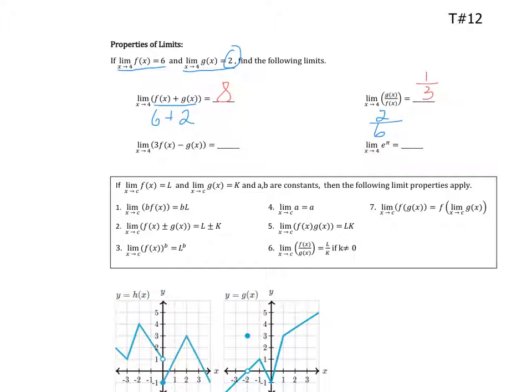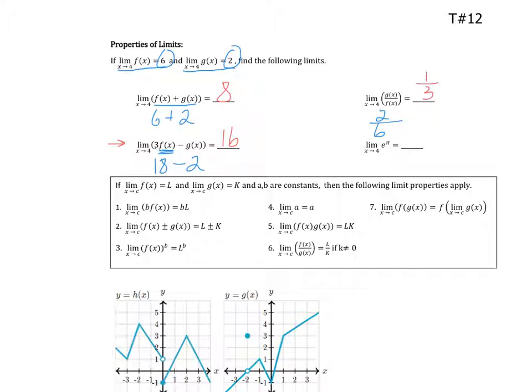And then, what about this one? Well, it's kind of a multi-step one, but if I have 3 times f of x, let's just consider that. If I had 3 times f of x, you would look at f of x and say, well, if it had a limit of 6, if I multiply it by 3, it's going to have a limit of 18. And then I'm going to subtract the g of x, which is 2, and I would get that limit to be 16. So properties of limits is just so easy.